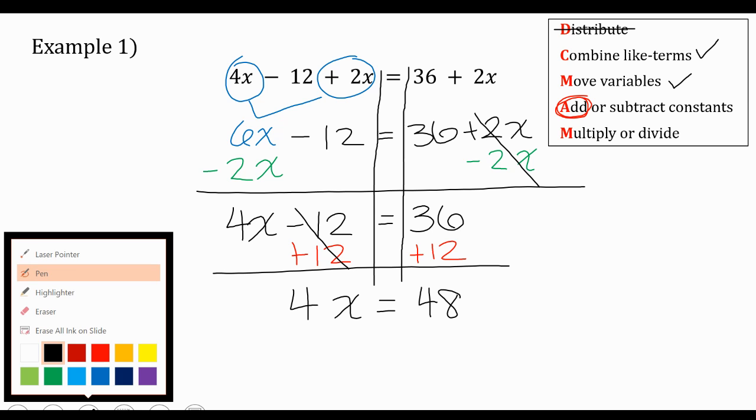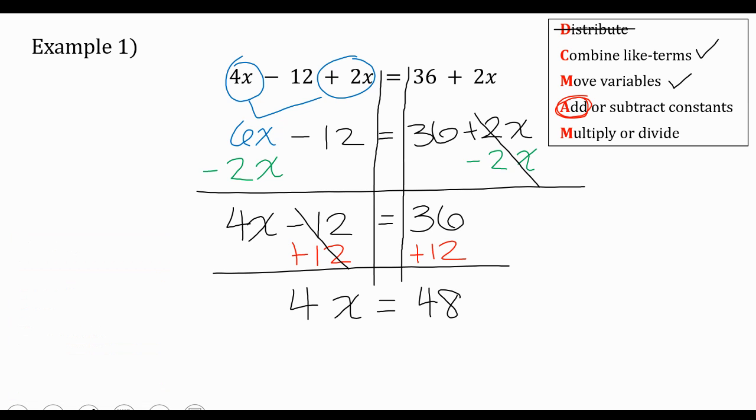Now for our last step, multiply or divide. Here we're going to divide by 4, so I'm going to just circle that divide. Divide by 4 on both sides because that's what's next to the variable, and we don't want anything next to the variable. And we get x equals 48 divided by 4 is 12.